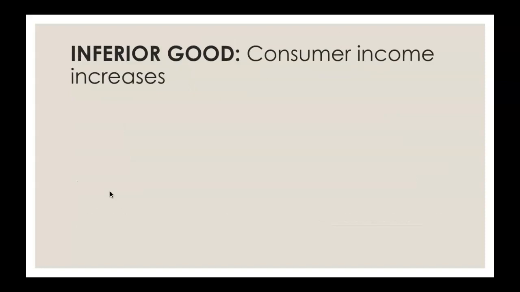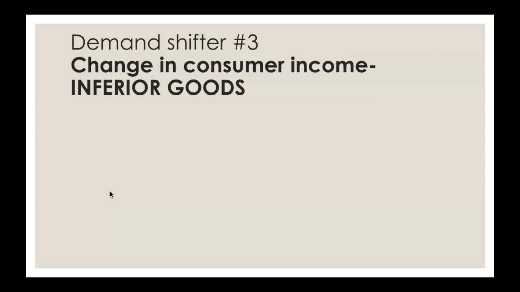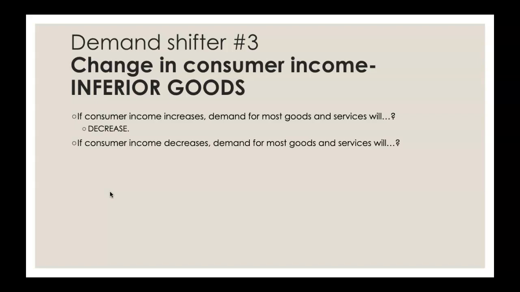Alrighty, now inferior goods. So if consumer income increases, demand for inferior goods and services will do what? Decrease. That inverse relationship we talked about. If consumer income decreases, demand for inferior goods and services will do what?